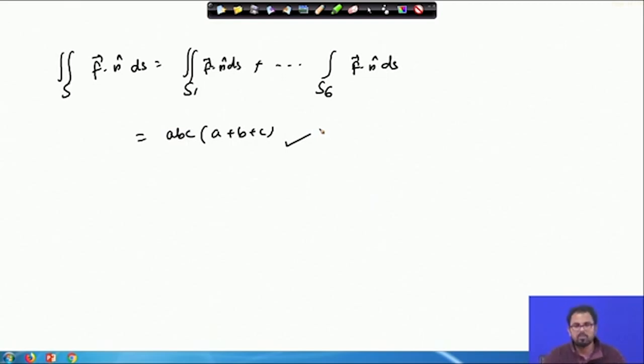So, we will stop here for today, and we will continue with our further integrals in vector calculus. Next we will look into Stokes theorem. I think we have practiced enough examples on the Gauss divergence theorem.